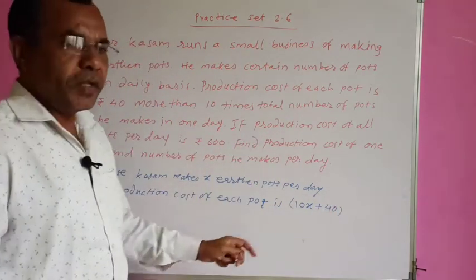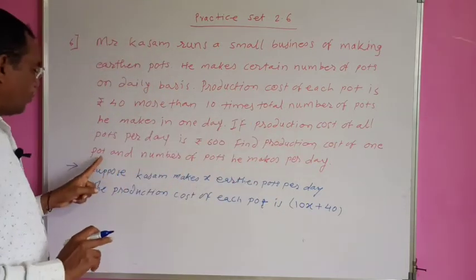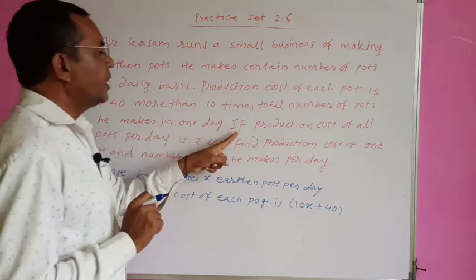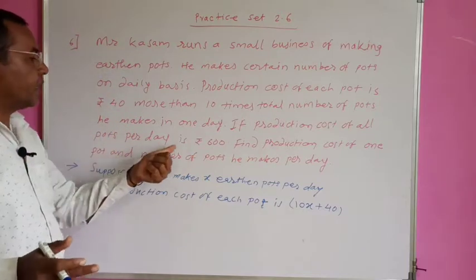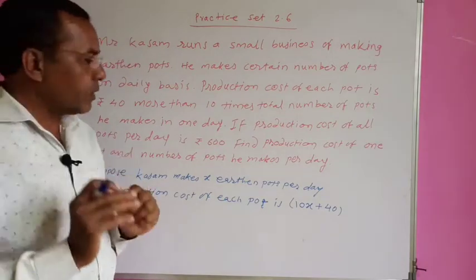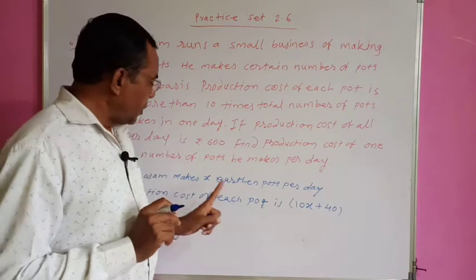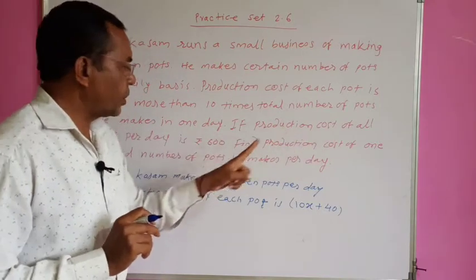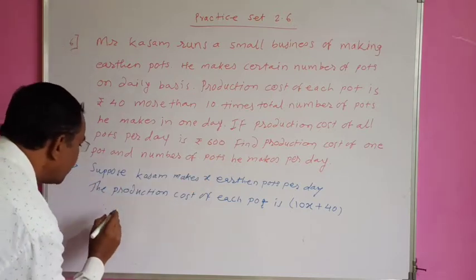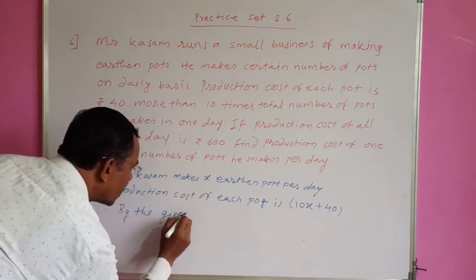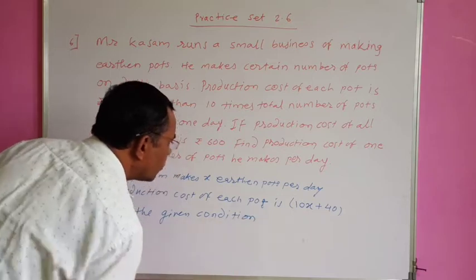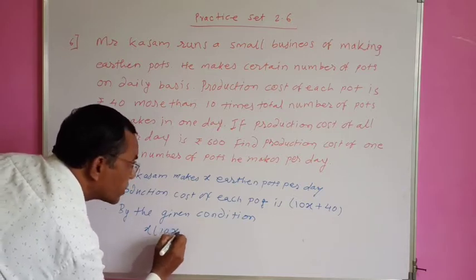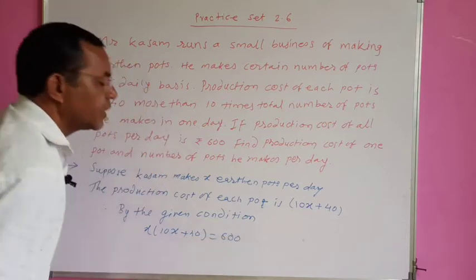Now we will find the production cost of one pot and the number of pots he makes per day. If the production cost of all pots per day is rupees 600, how will we calculate it? If we multiply the number of pots and the production cost, we will get the total cost of pots, here 600. Therefore, by the given condition, we will write X in a bracket, 10X plus 40 is equal to 600. It is the equation.